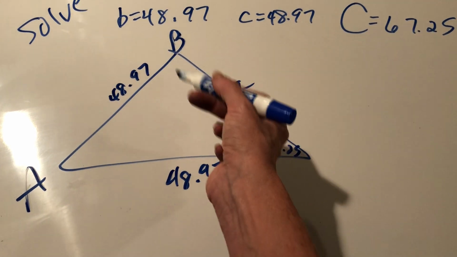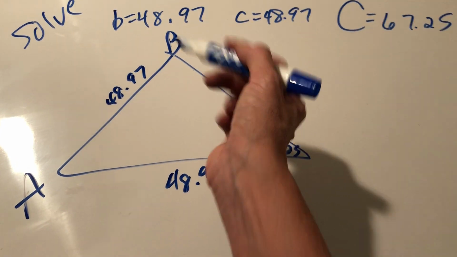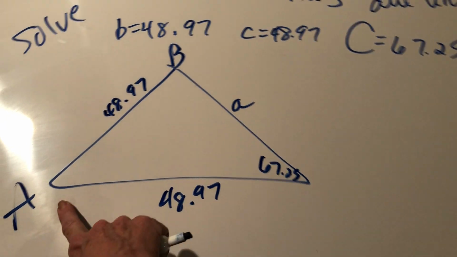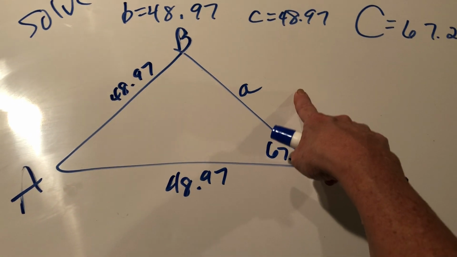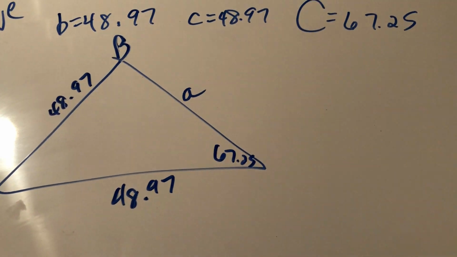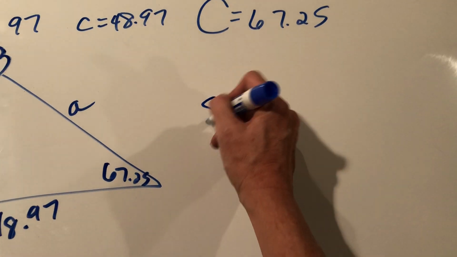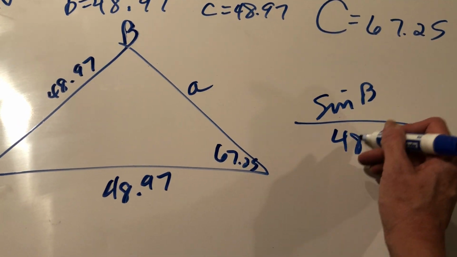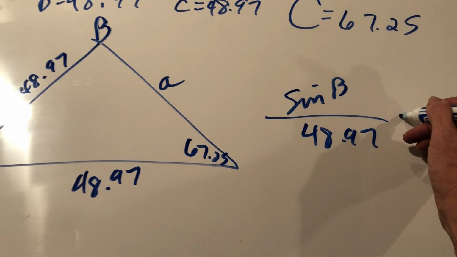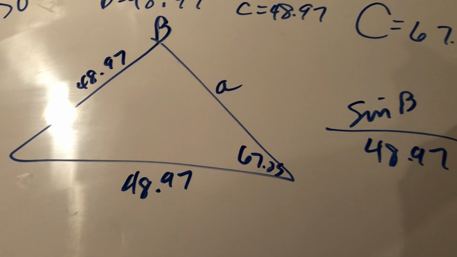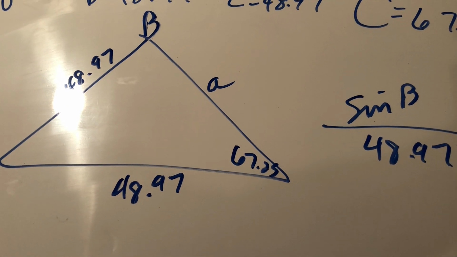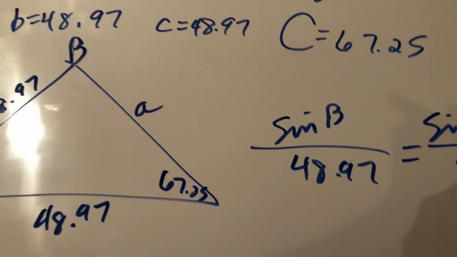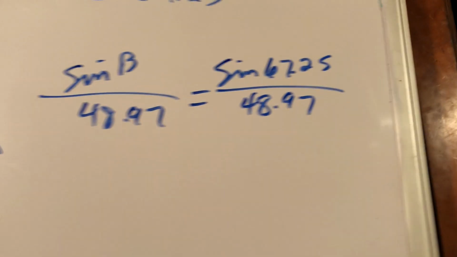So now we have to look for angle B using law of sines. And we have to look for angle B because we've got side B. I can't look for angle A because I don't have side A. So this is where we're going to flip things. We're going to put sine B, because we're looking for the angle measure, over 48.97 and set that equal to sine of 67.25 over 48.97. So that's what it looks like when you're going to find an angle.